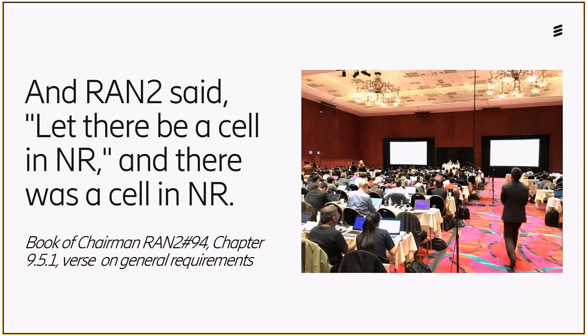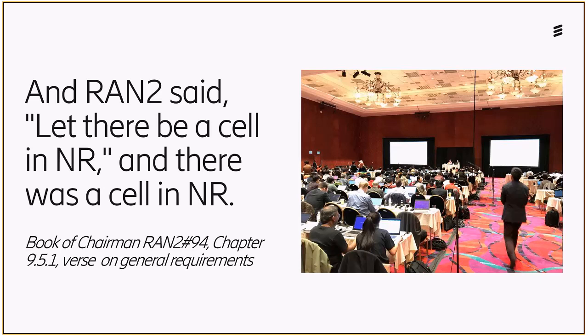And here comes Run2 and says, let there be a cell in NR. And there was a cell in NR. This is written in the Book of Chairman in the Run2 94 meeting, Chapter 9.5.1, verse on general requirements. You can find that this was sort of one of the first decisions. Despite the thinking that we could get rid of the cell, I just searched again, and this changes, but there are about 2,600 occurrences of the word cell in RRC. So basically, the lesson learned is that it is very hard to get rid of the cell.